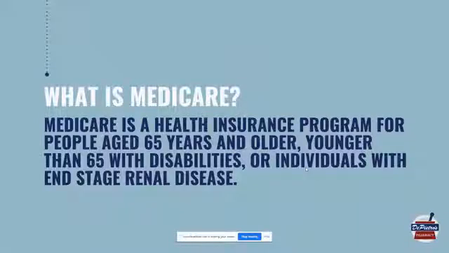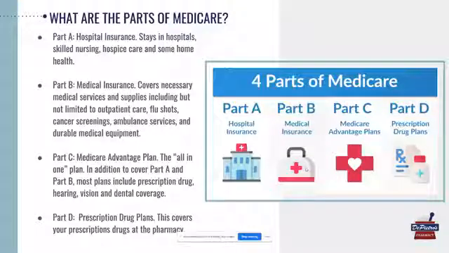So what is Medicare? Most people know Medicare is a health insurance program for people 65 and older, some patients younger than 65 with disabilities, or individuals with end-stage renal disease. This is part of the confusion of Medicare. There are various parts of Medicare referred to by letters: Part A, Part B, Part C, and Part D.